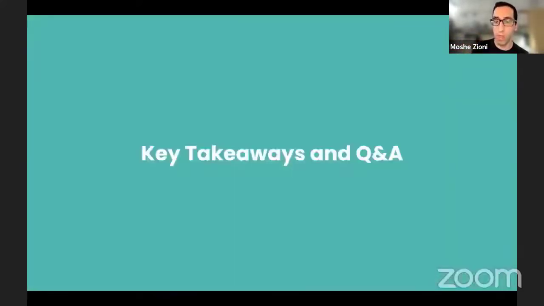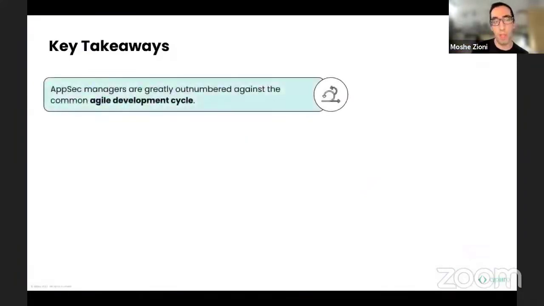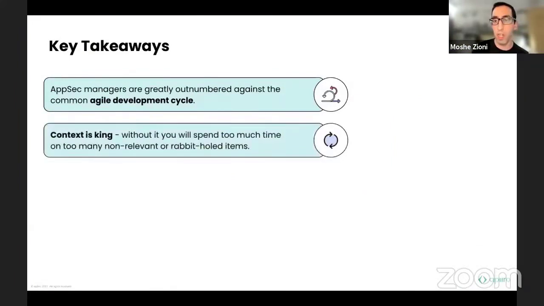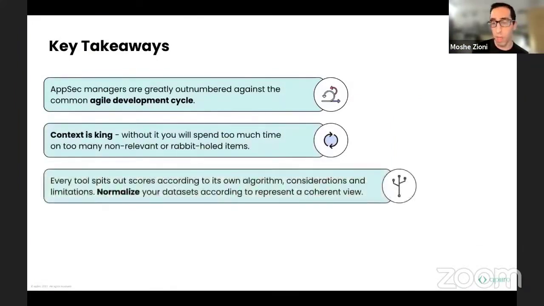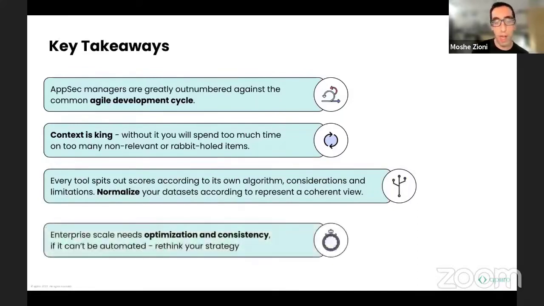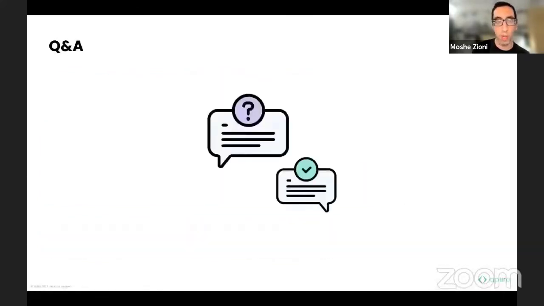Altogether, this brings us to the same idea. The takeaways themselves: the agile development cycle should be matched by an agile security cycle. Context is king; we should consider context all the time. Without normalization of the data, we won't be able to coherently look at the data sets and decide what action we should take. And lastly, the optimization and consistency of automation is super important for us in the long run.